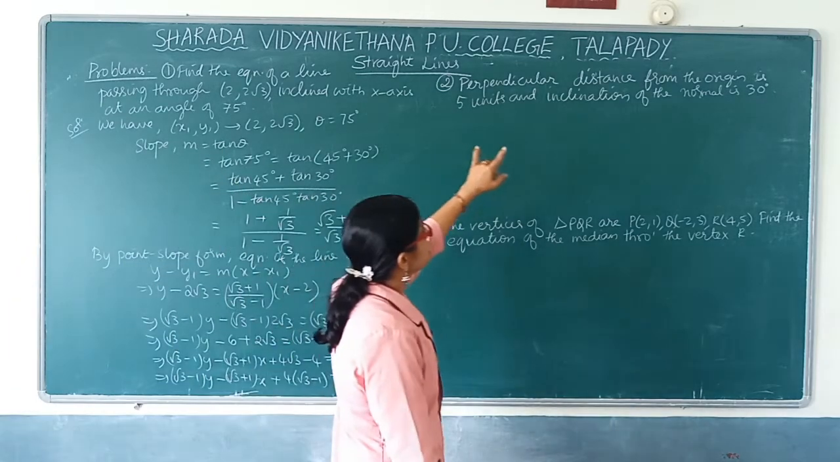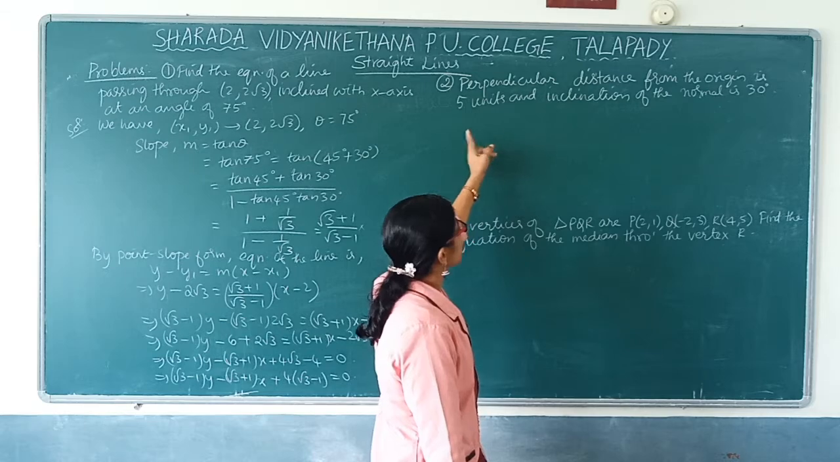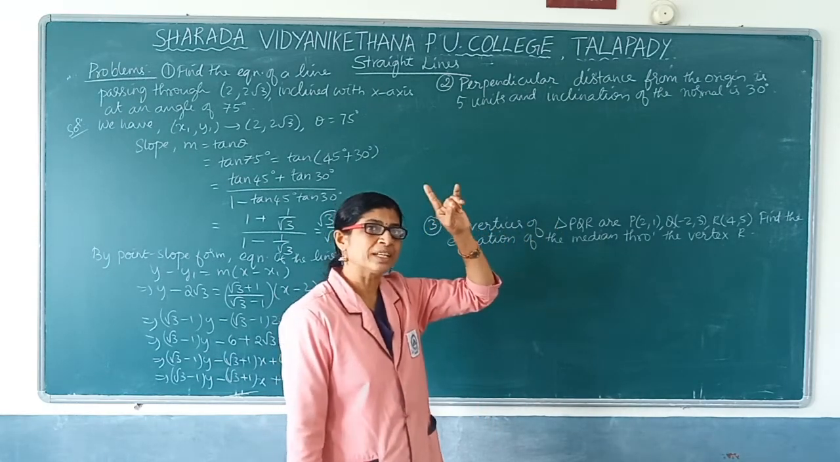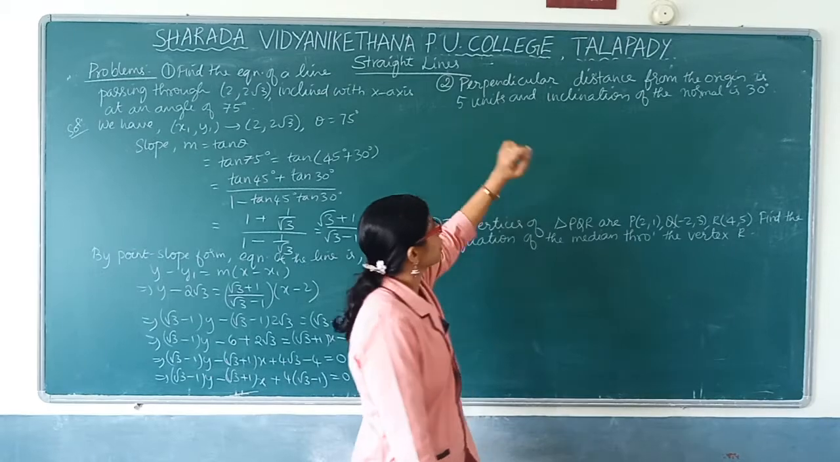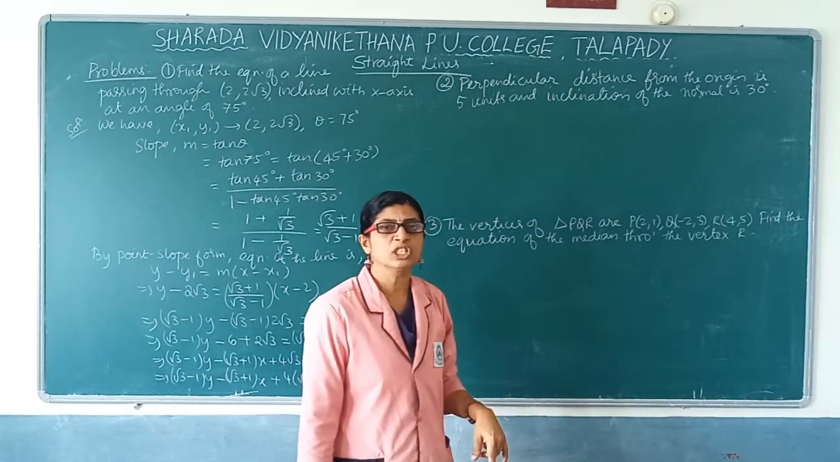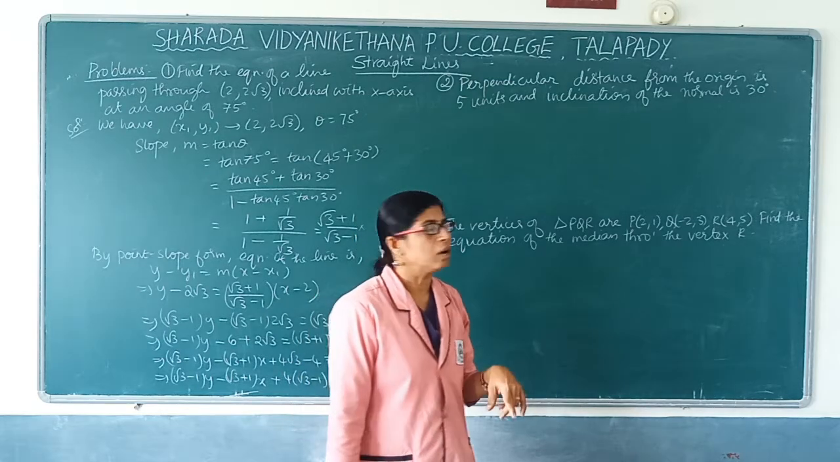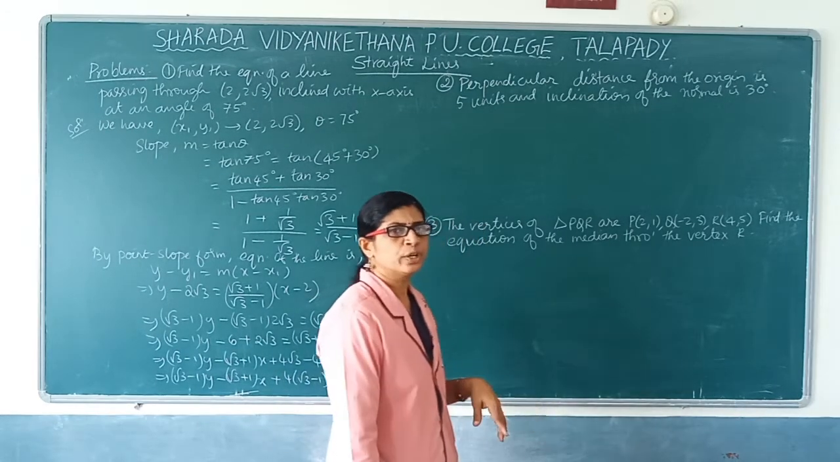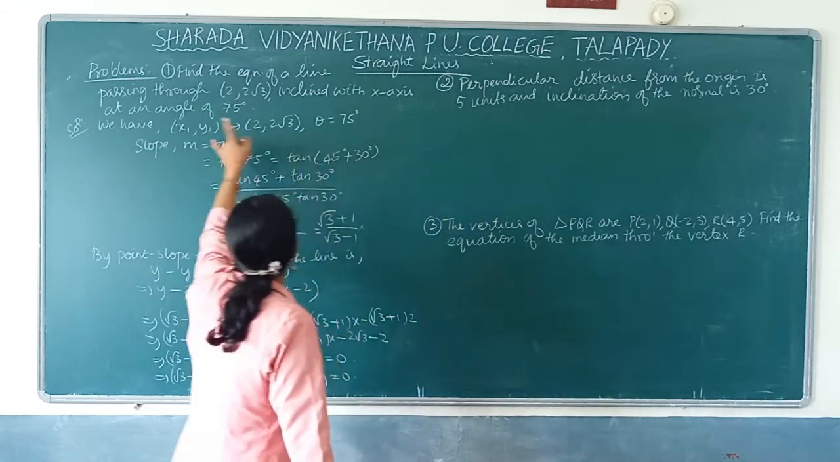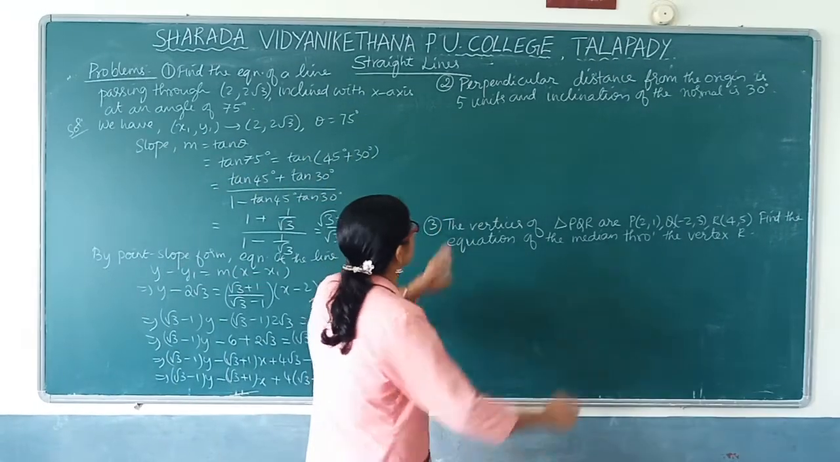Now, perpendicular distance from origin is 5 units. Perpendicular distance from the origin means what? It is the letter P. P value they have given as 5 units. And inclination of the normal is 30 degrees. Inclination of the normal means what? Omega. Omega is 30 degrees. You need to find the equation of the line. Okay, in the same case it is the equation of the line only. Find the equation of the line, same question it is.